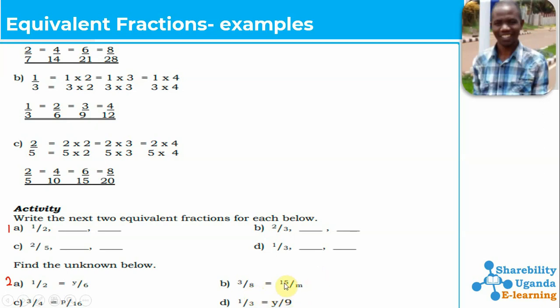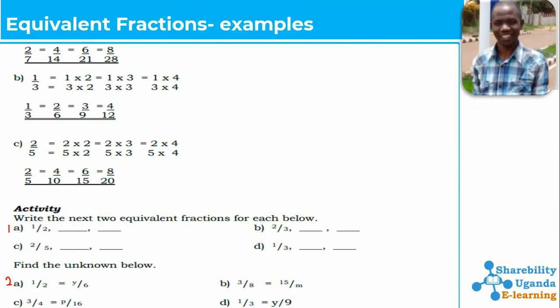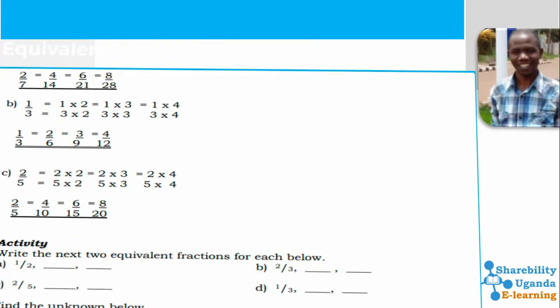Then after finding the value of y, is it true that 3 out of 8 is the same as 15 out of m? That's what we want to understand, and we see how we can look at this. So let's get started with this number where we are having 1 out of 2 is equal to y out of 6.